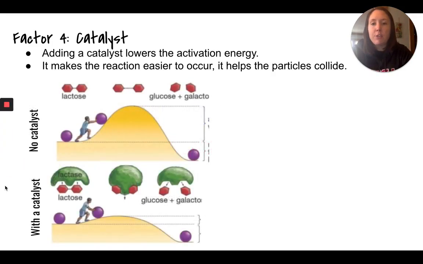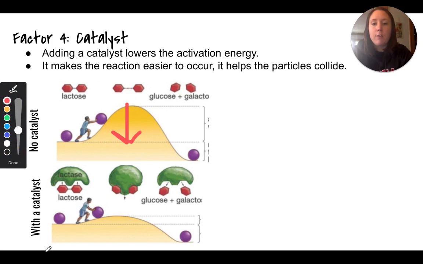Here's another image. So it's like the idea of the person pushing the rock over the hill. The catalyst lowers the size of the hill, making it easier, once again, for the reaction to occur. It's easier to push a ball over a small hill than a large hill. So with a catalyst, it makes it easier for the reaction to occur.